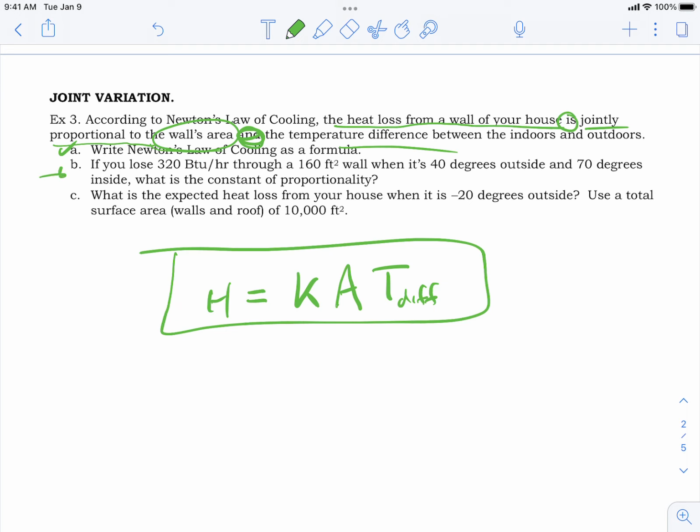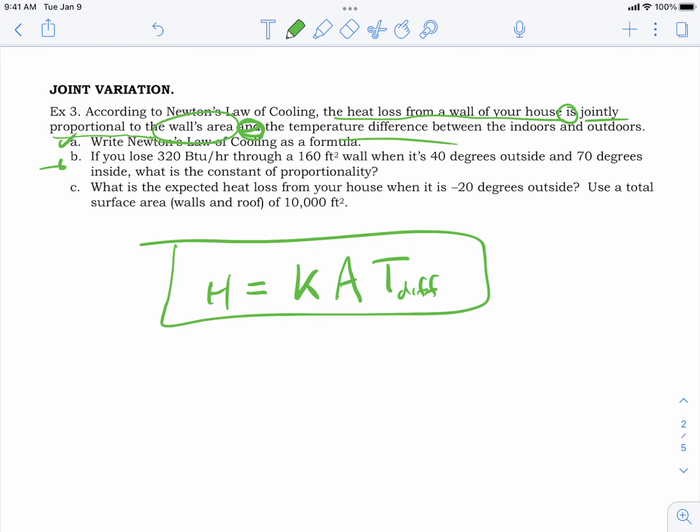Now, if you lose 320 BTUs per hour, that would be your heat loss. So we're going to start plugging these numbers in. 320 BTUs per hour, through a wall with 160 square feet, that would be the area. Now we've got 40 degrees outside, 70 degrees inside. Now what I want here is the temperature difference. So what's the difference between 40 and 70? It's 30 degrees, right?